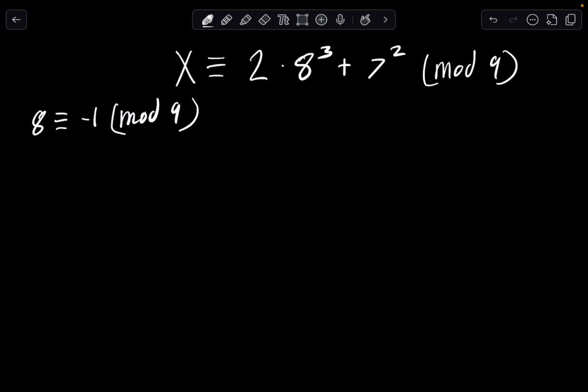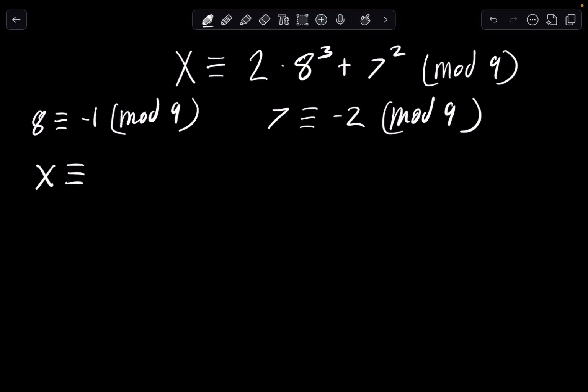Okay. And 7 is congruent to -2 in mod 9. So I think that these reductions, although negative, will make this easier right away. So let's start with that.